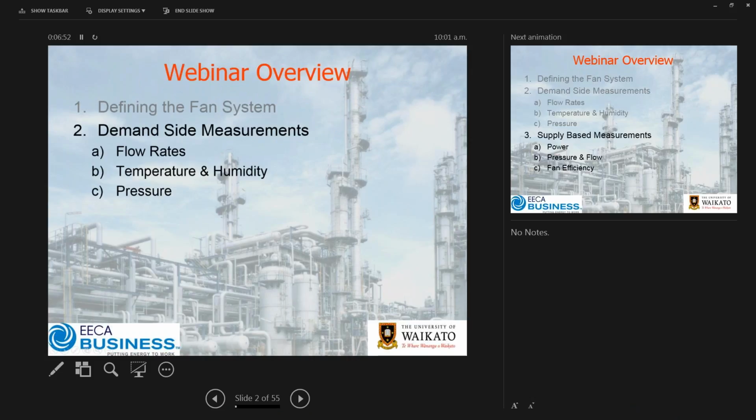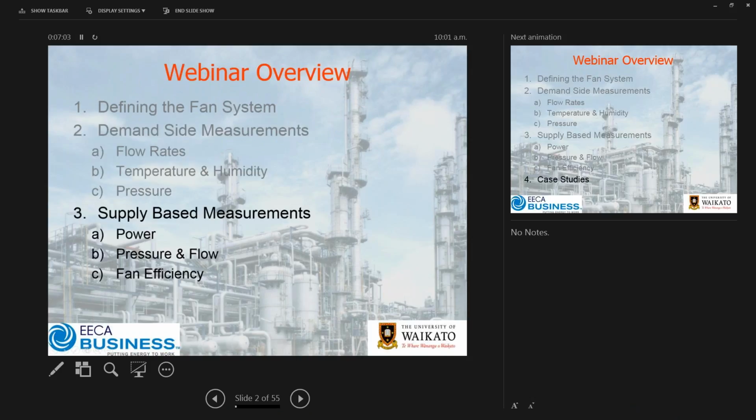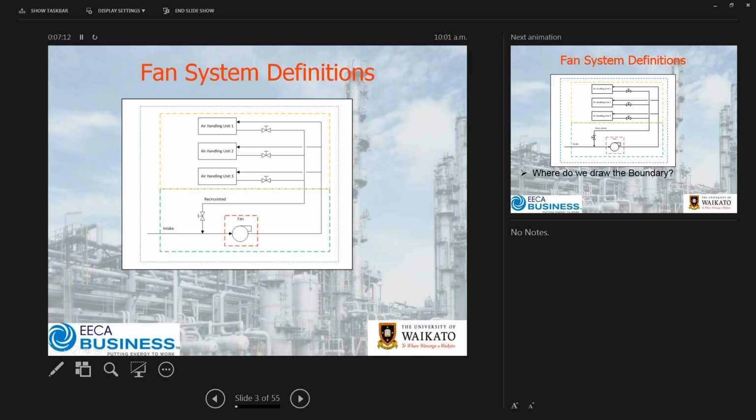So without any further ado, here is a quick overview of what we're going to talk about today. A quick review of our fan system and how we define it, then understanding the demand side of our system in terms of what we're going to be looking to measure: flow rates, temperatures, humidities, pressures, and how that's going to be useful. Then understanding the supply side of the system, and then we're going to use a couple of case studies.